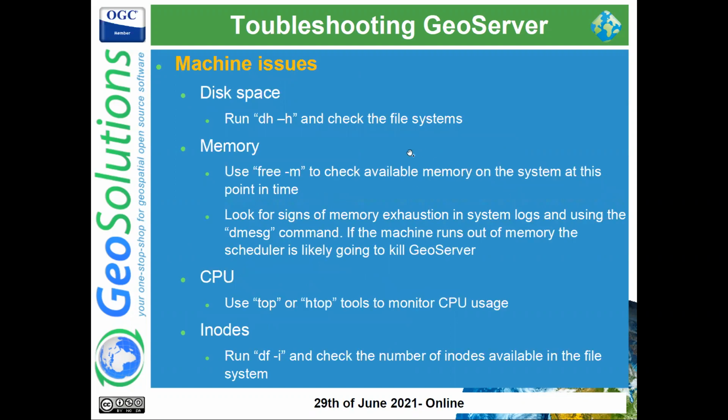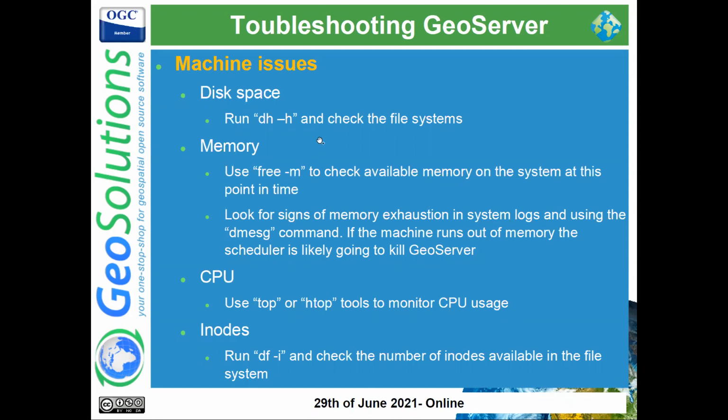Other sources of troubles: disk space, quite easy to check on Linux machines using the df tool. Memory issues, again, we're making the example of Linux machines, but because that's by far the most common and recommended operating system to run GeoServer. You can use the free tool to check the amount of memory available in the system at any point in time.